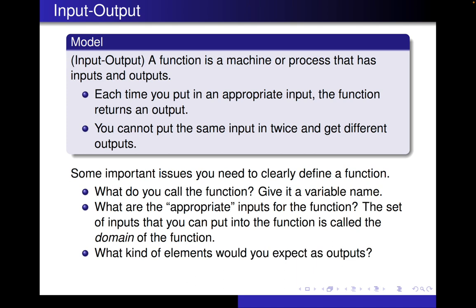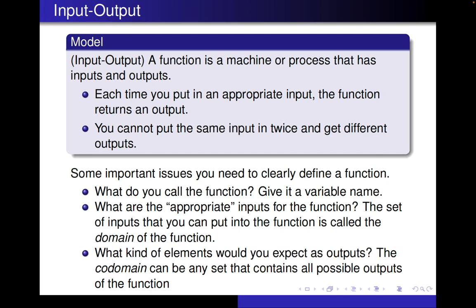And then there are two ways that we can describe the outputs. One is, how do you describe what kind of elements you expect as outputs? This is when you're thinking about the outputs, but you don't want to think very carefully about the exact outputs that you get. Is it a real number? Is it a person? Is it a matrix? That's the sort of question we're answering with this one.